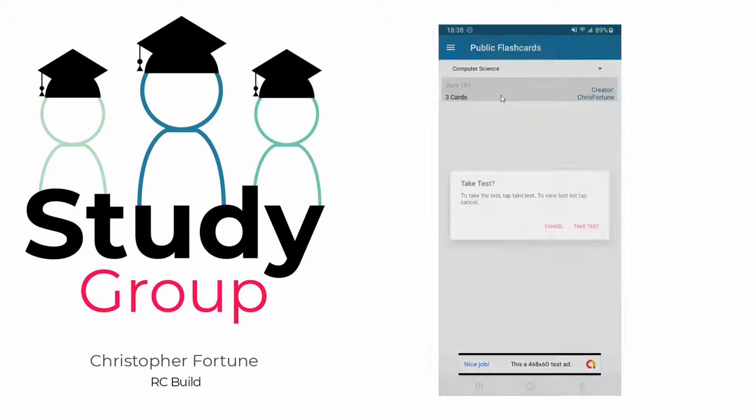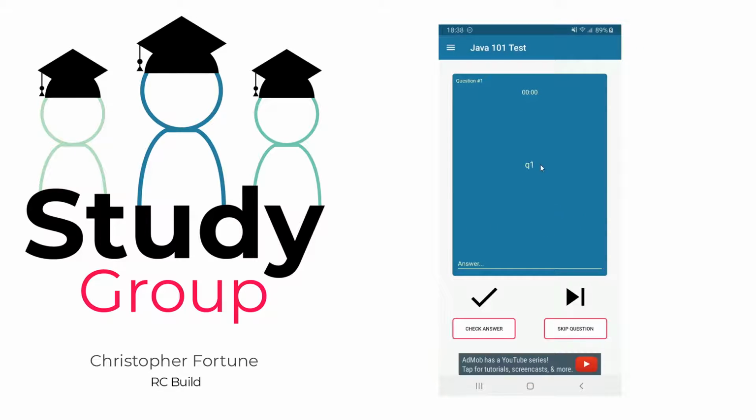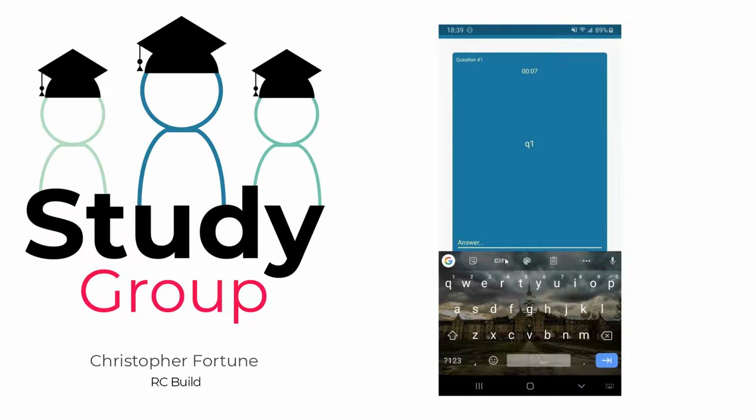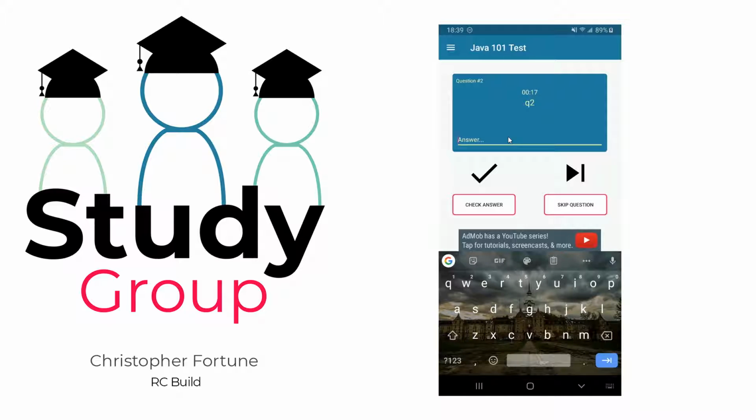We'll click on it and say take test. From here, again, it's displaying the timer, the question, check answer, and skip question. So let's answer all these correctly real quick. We'll check that. As you can see, it determined that it was correct. We can go to the next question. We'll say A2, check answer, next, and we'll say A2. Or whoops, A3.